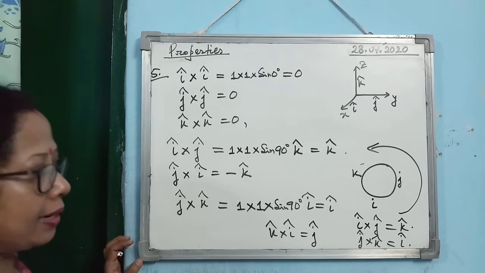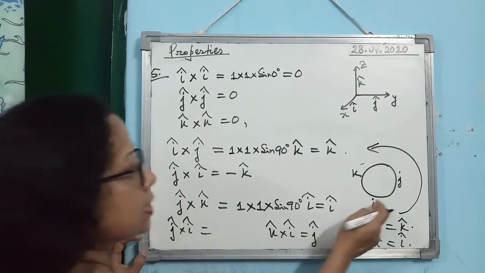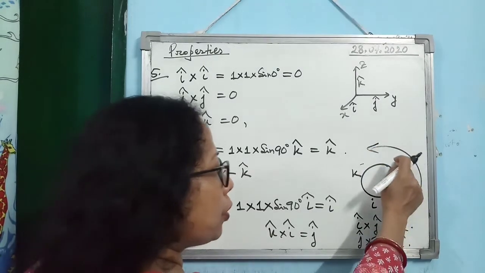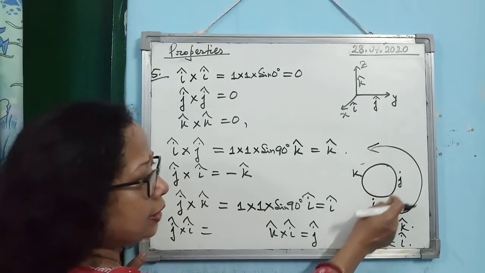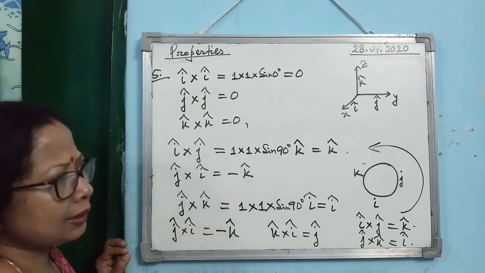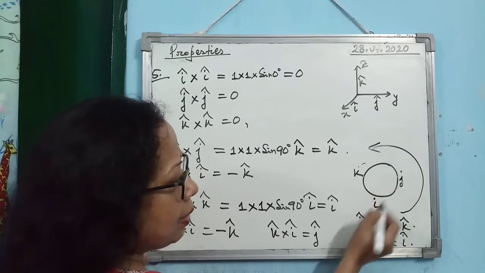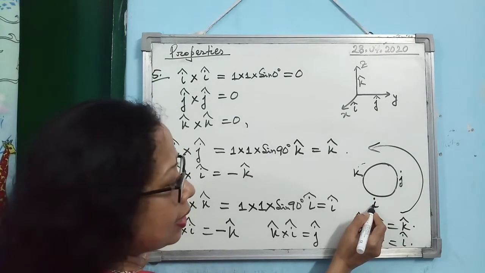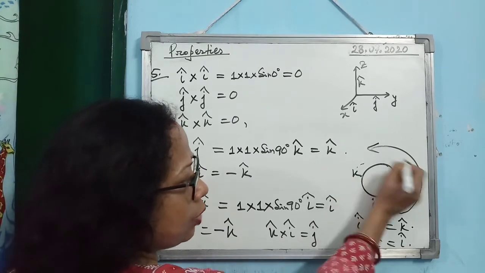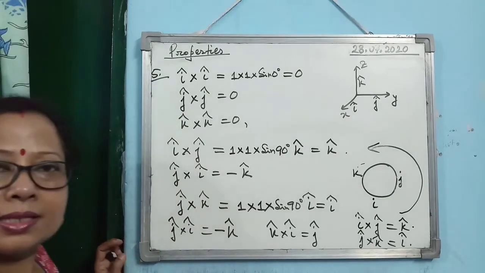Clear? But suppose you have taken j cross i. Means instead of taking the two vectors in the anti-clockwise direction, you have taken the cross product in the clockwise direction. You have taken j cross i, so j cross i means minus k. Like that, suppose you have taken k cross j. k cross j will be minus i. Clear? Suppose you have taken i cross k. In which direction are you going? Clockwise direction. So what will it be? Minus j. Is that clear?